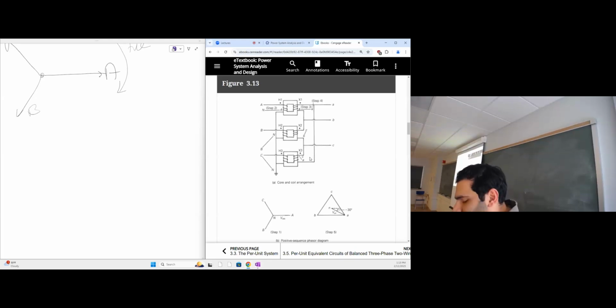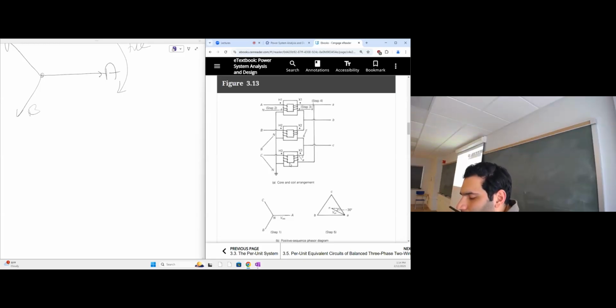You have no other choices. You will not take AN to C, for example. It's not related. So in this method, you have divided the 3 phasors among the 3 transformers, each one with the one associated with. Okay?